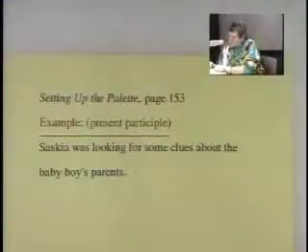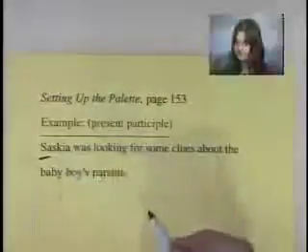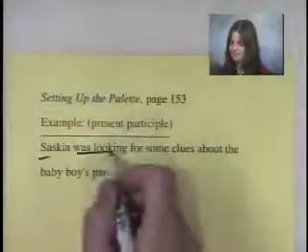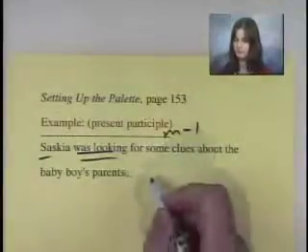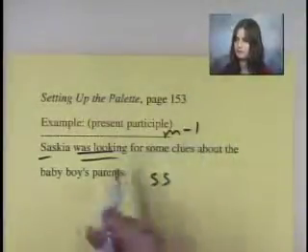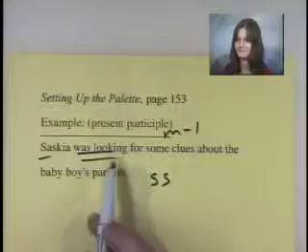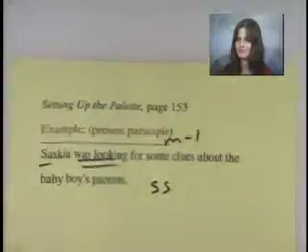All right, let's try this next example. "Saskia was looking for some clues about the baby boy's parents." Pippa, where's the subject? Saskia. How about a verb? Was looking. Type of clause? Main. Type of sentence? Simple. It's no longer a fragment, you see? Because was is added to that participle, giving us a whole verb.